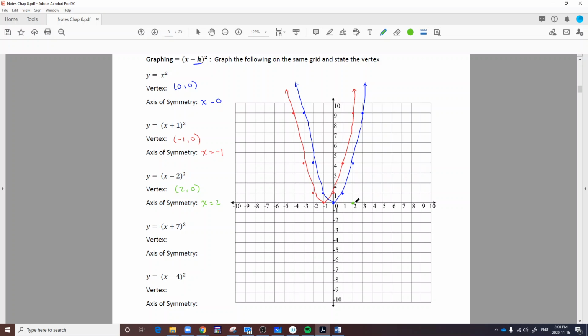If I put in 3, that's over 1, I'm going to go up 1. So if I put in an x value of 3, 3 minus 2 is 1, 1 squared is 1. If I put in an x value of 4, I'm going to go up 4 because I've got that shape. Over 1, up 1, over 2, up 4, over 3, up 9. And then I'm going to mirror image that on the other side. And I'm going to join my dots.